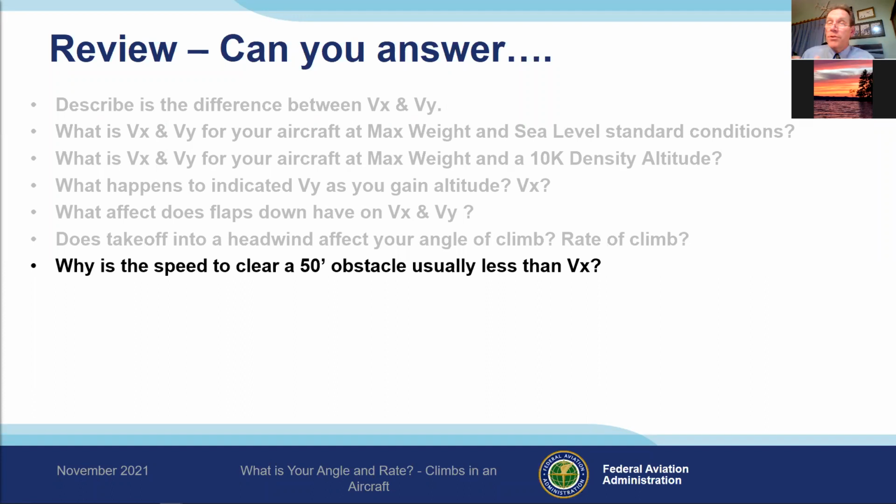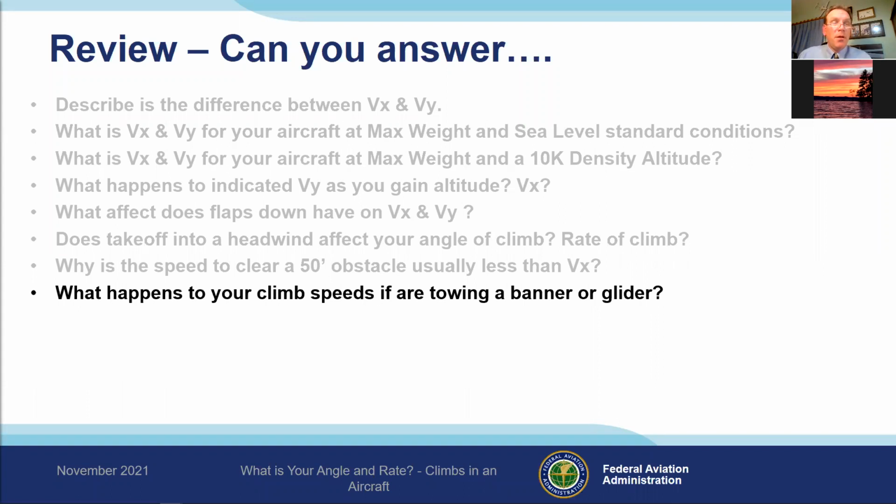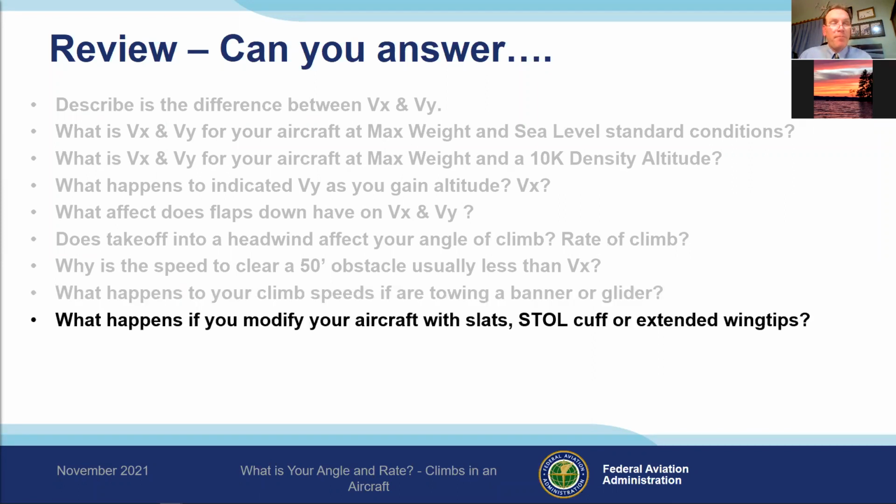In almost all small general aviation aircraft, the speed to clear a 50-foot obstacle is usually published at less than VX. Why? Is it because of configuration? Is it because of acceleration factors? How does that apply to your aircraft? What happens to your climb speeds if you're towing a banner or a glider? What happens to your performance in terms of climb?